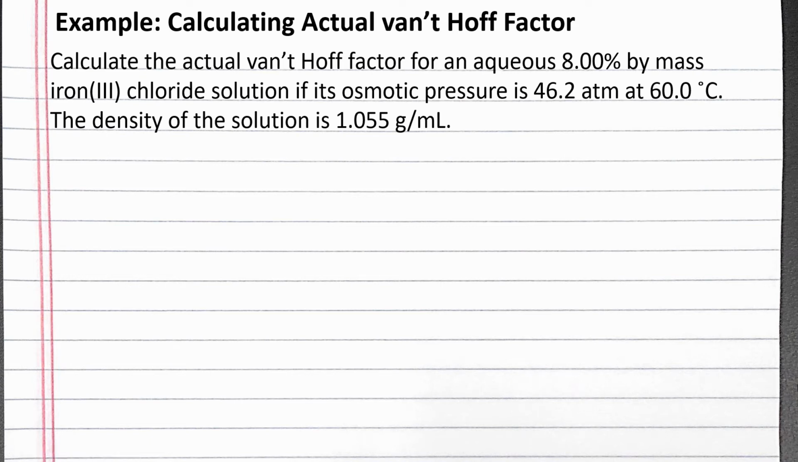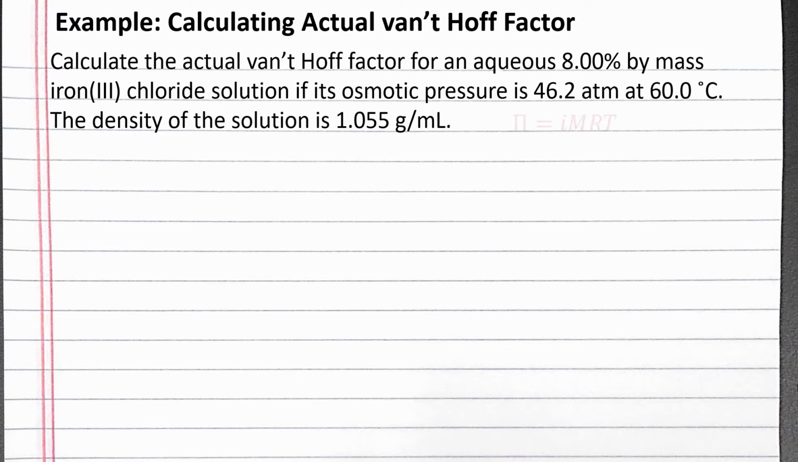In this example, we calculate the actual van 't Hoff factor for a salt solution from the osmotic pressure. Our problem reads, calculate the actual van 't Hoff factor for an aqueous 8.00% by mass iron(III) chloride solution if its osmotic pressure is 46.2 atmospheres at 60.0 degrees Celsius. The density of the solution is 1.055 grams per milliliter.